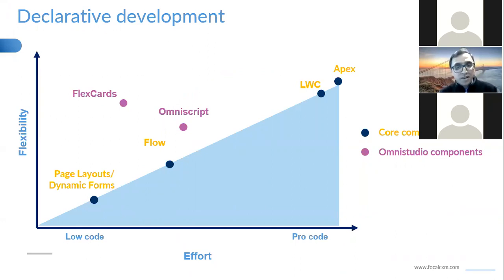We got this from our partner team at Salesforce. You see this graph has two dimensions. On the y-axis, you see flexibility. On the x-axis, there is effort involved. As you look at this, the components in yellow, let's say we take a look at the page layouts and dynamic forms on the bottom left of the quadrant.